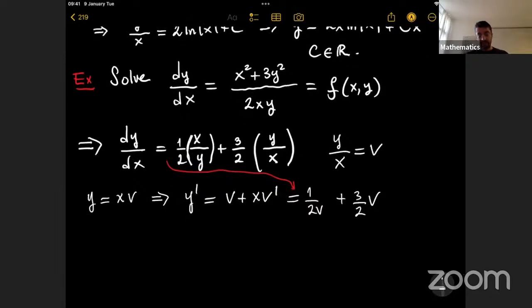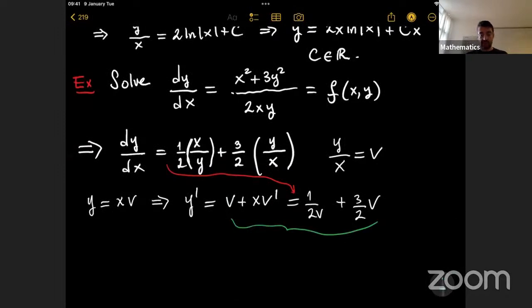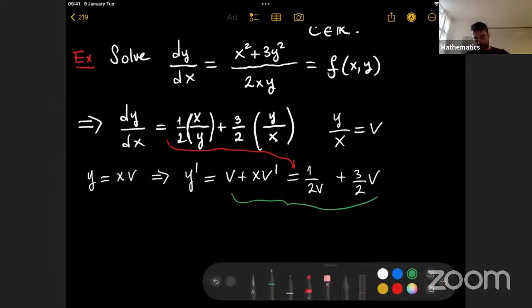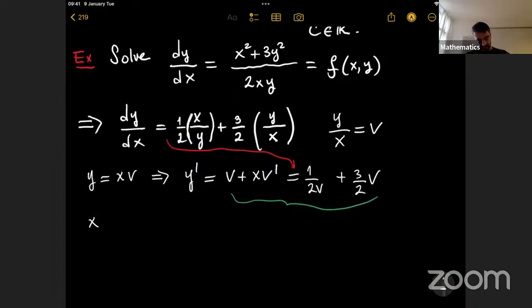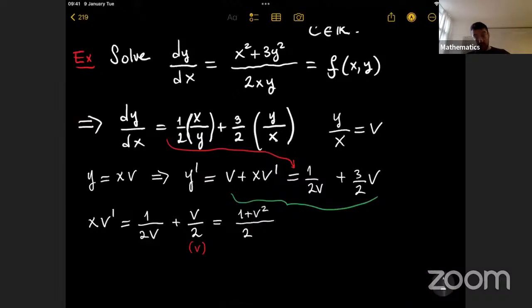All right, so in this equation here, we get rid of y, okay? We write everything in v. So let's organize this. x times v prime is equal to 1 over 2v plus, we take v to the other side, it's v over 2, okay? And let's divide both sides by x. Or maybe let's keep it like this first. This is equal to what? Let's equalize the denominator. So it's going to be 1 plus v squared over, so we basically multiply this with v, okay? 1 plus v squared over 2v, okay?